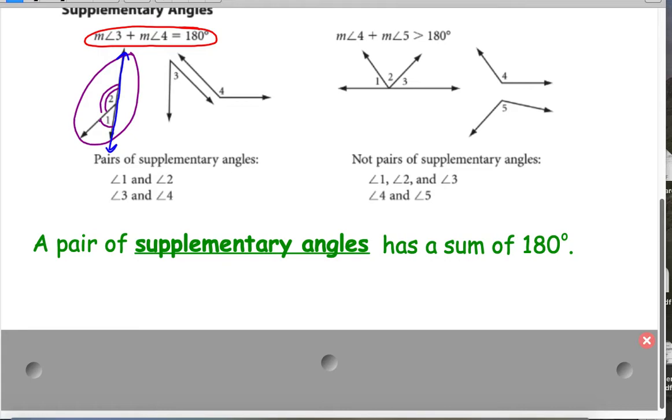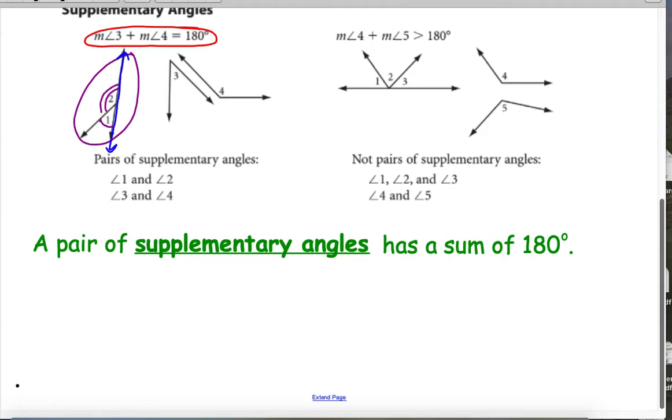So there's only two special cases. We're talking about a pair of angles together. If they add up to 90, complementary. If they add up to 180, supplementary. If they add up to anything else, we don't have a special name for them. So just if they add up to 90 or 180.